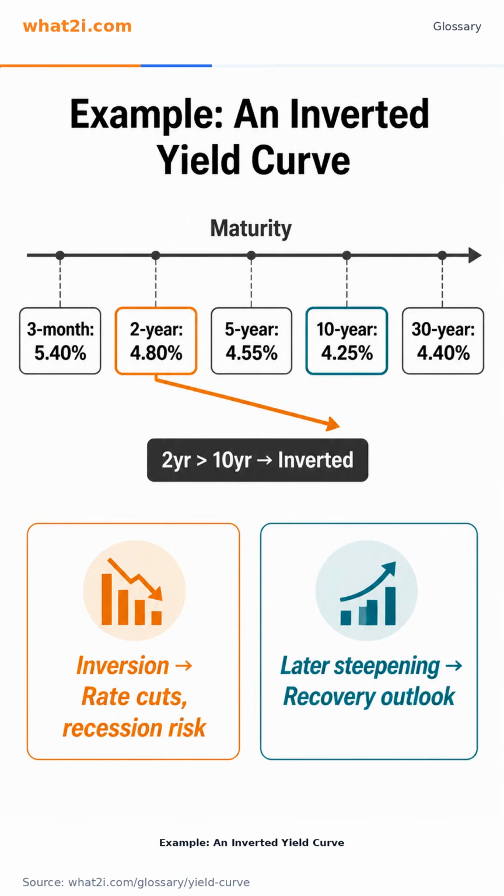Here's an example of a steep inversion. Notice the 2-year yield is higher than the 10-year, flipping the normal relationship. This inverted curve has historically signaled markets are preparing for rate cuts and a possible economic slowdown. When the curve later steepens, it often reflects growing expectations for a recovery.